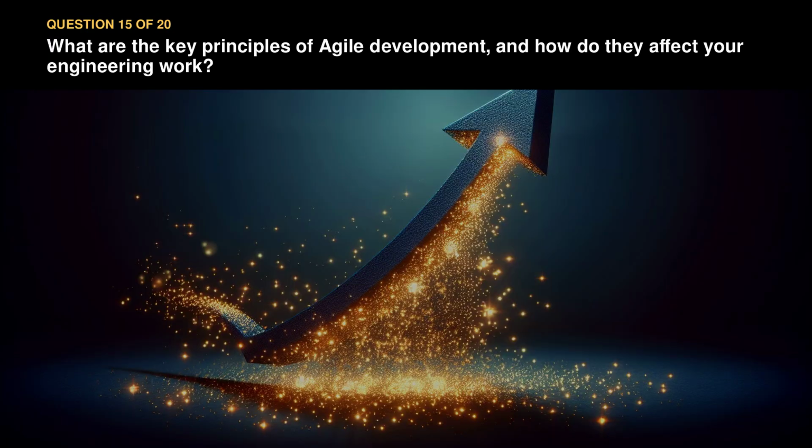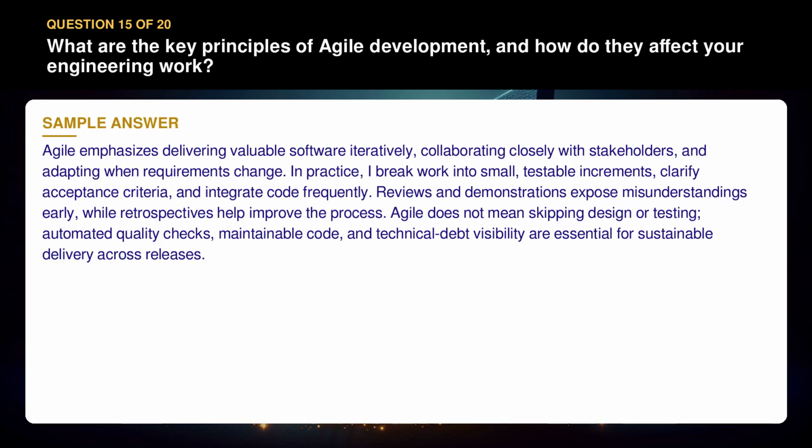Question 15. What are the key principles of Agile development, and how do they affect your engineering work? Agile emphasizes delivering valuable software iteratively, collaborating closely with stakeholders, and adapting when requirements change. In practice, I break work into small, testable increments, clarify acceptance criteria, and integrate code frequently. Reviews and demonstrations expose misunderstandings early, while retrospectives help improve the process.